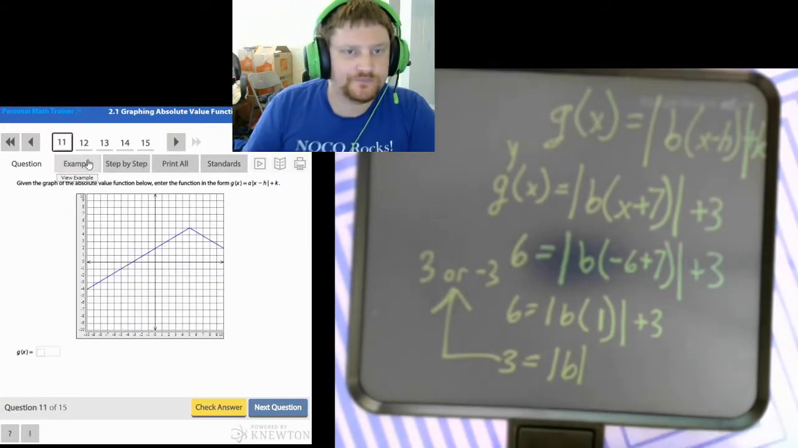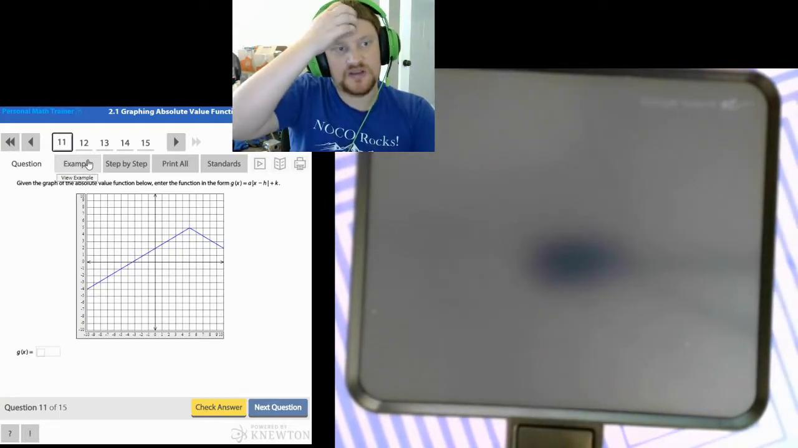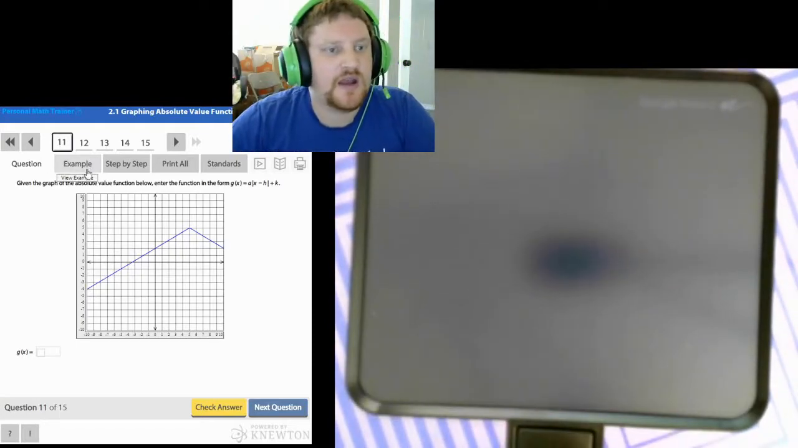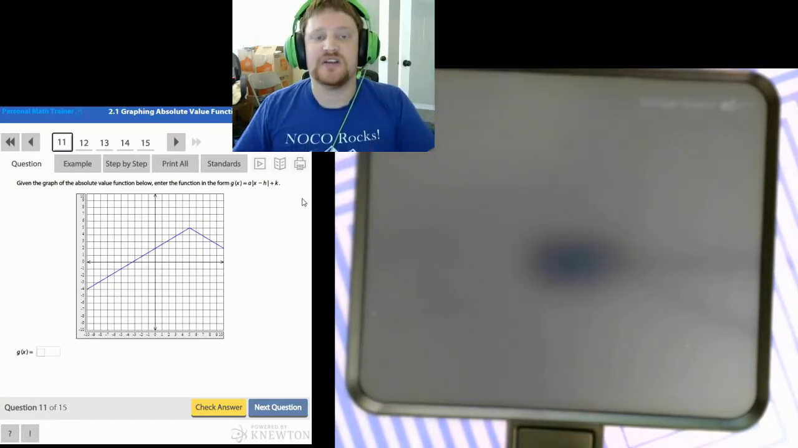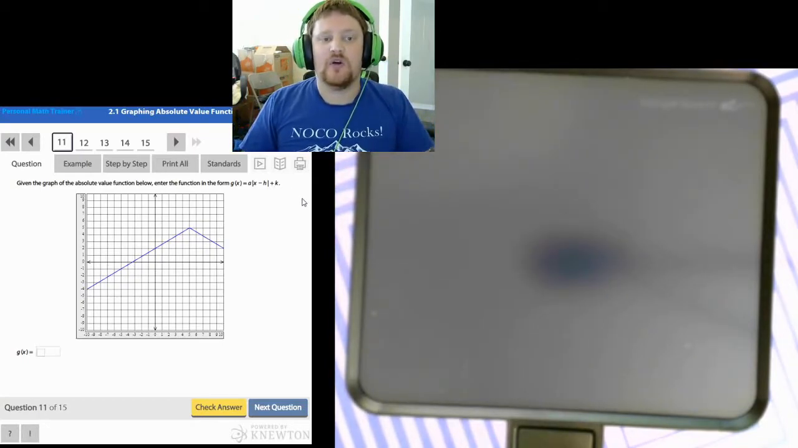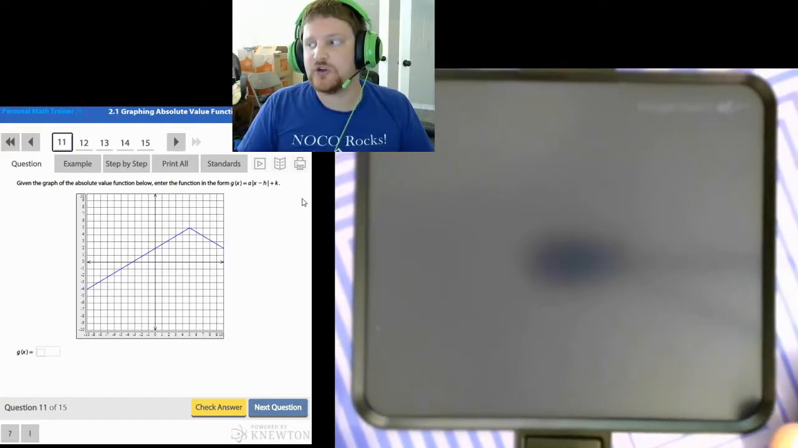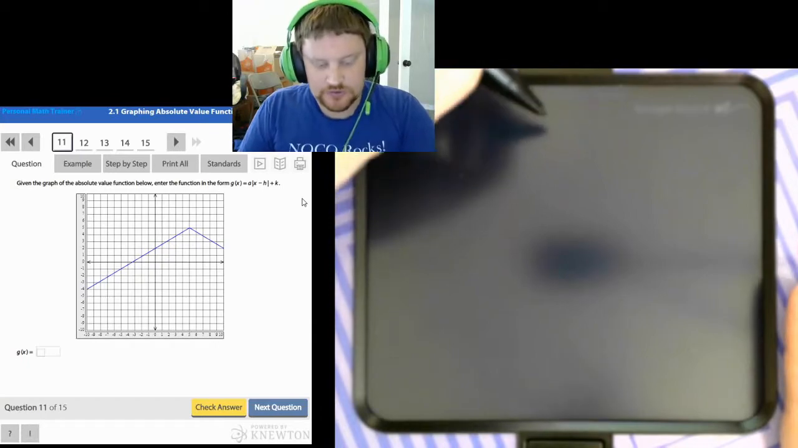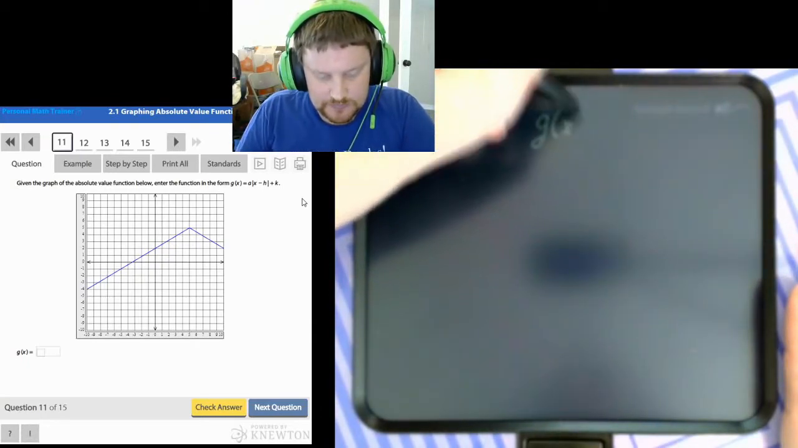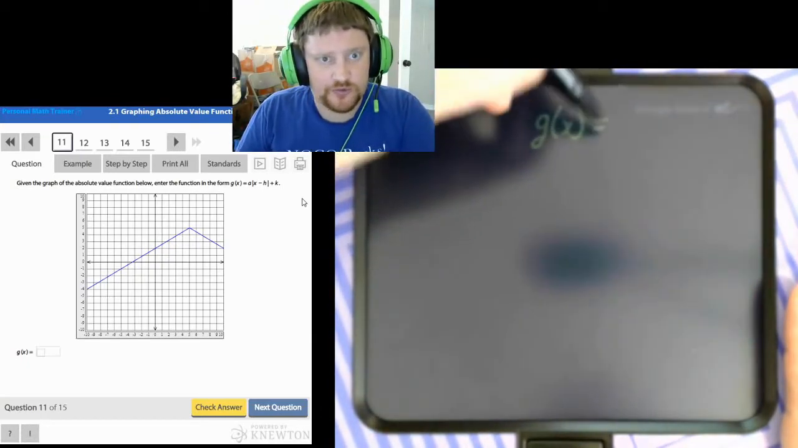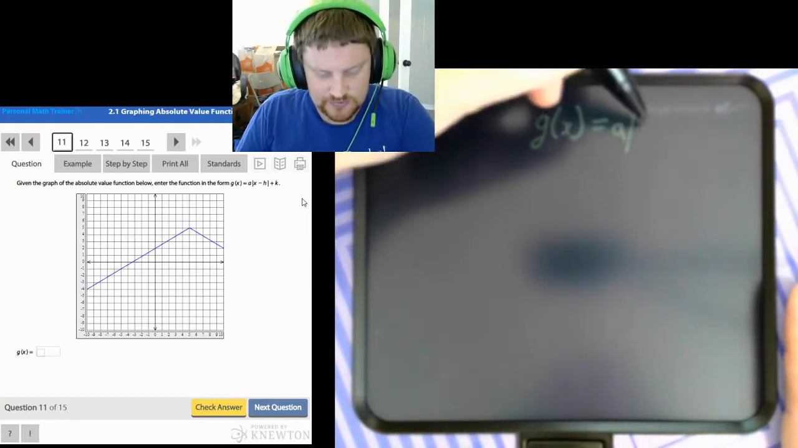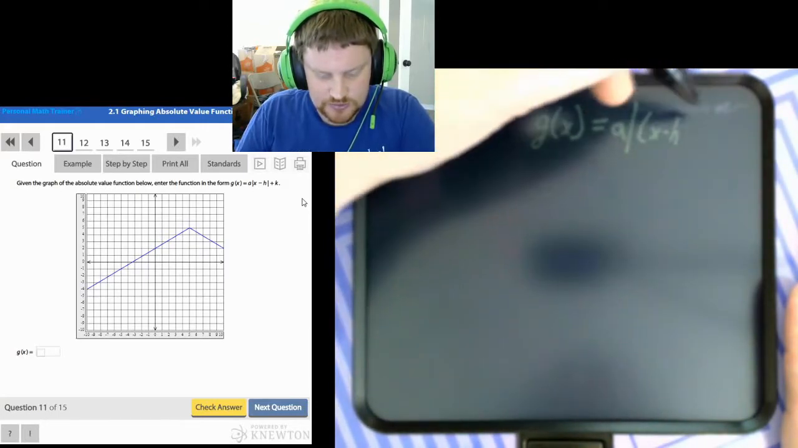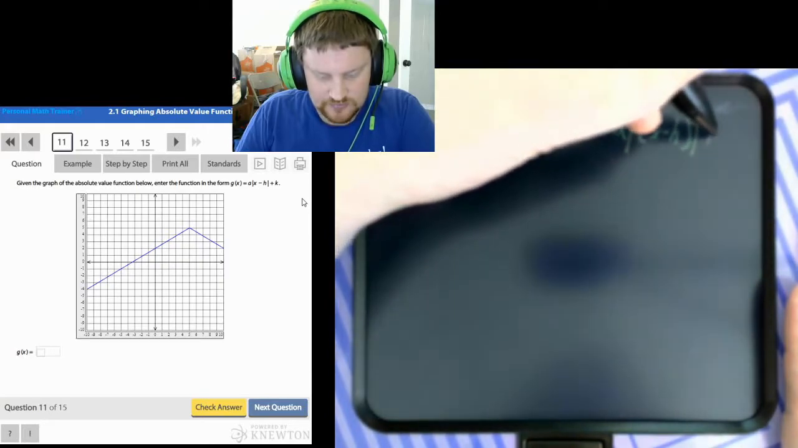Alright. This time they've gone a little bit easier for us. They want the absolute value function given in the form of a times the absolute value of x minus h plus k. We can do the exact same thing. However, when it's a that they want out front, I'm going to show you guys a trick, my preferred way to calculate a. So we know that g of x equals a absolute value x minus h absolute value plus k.